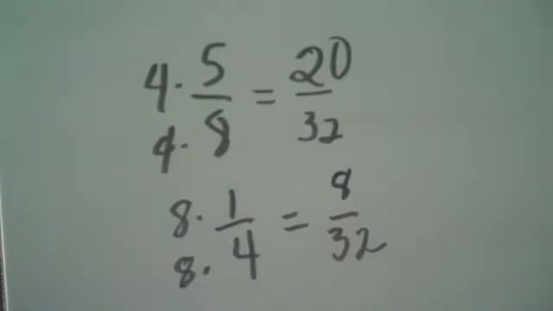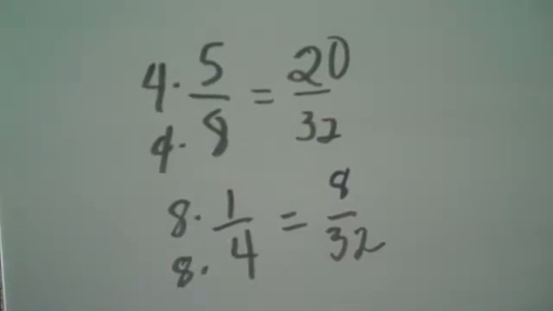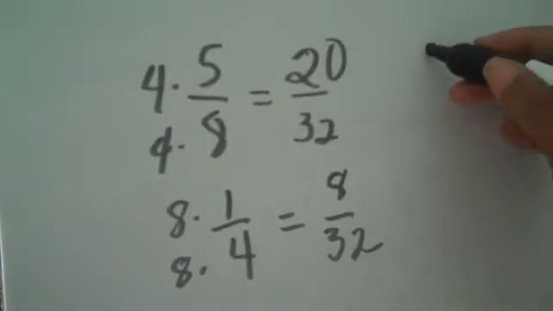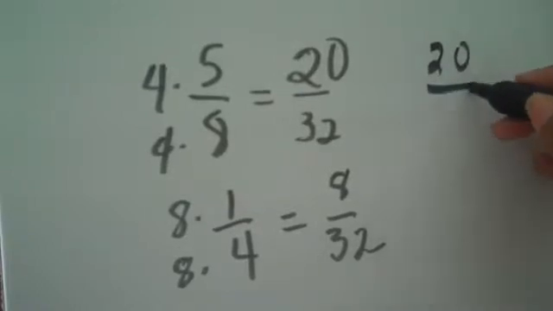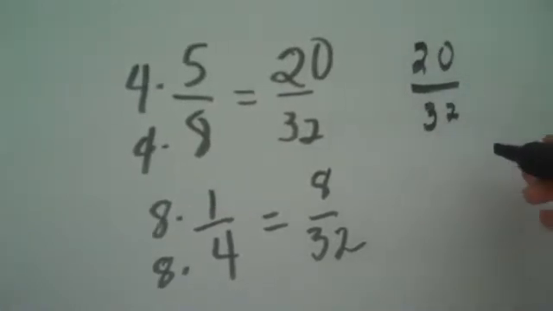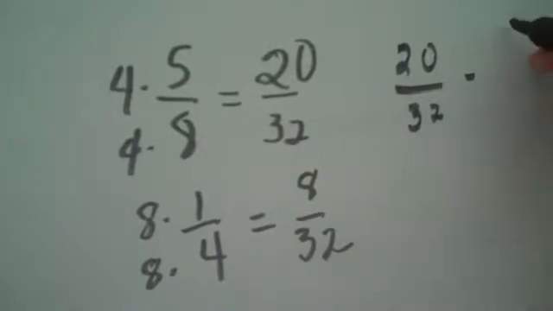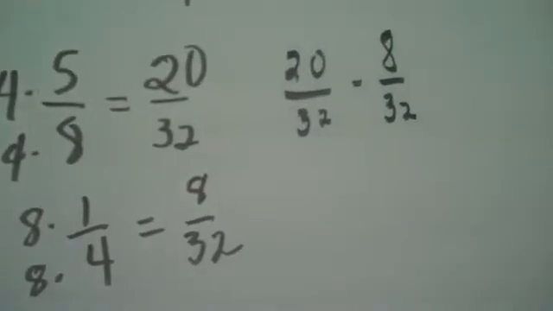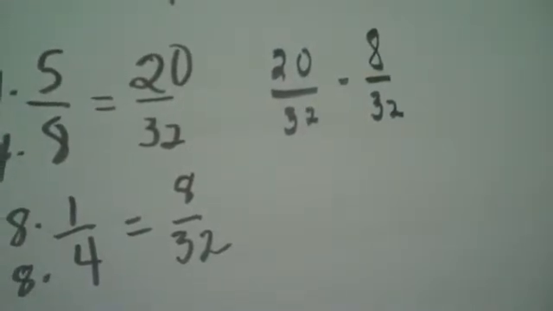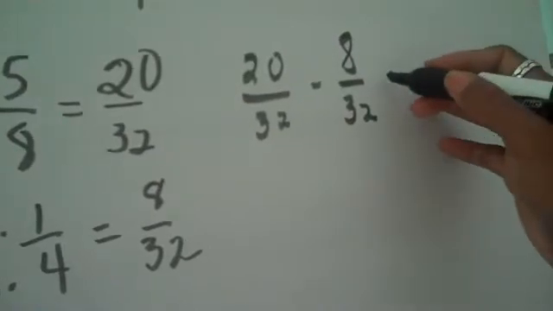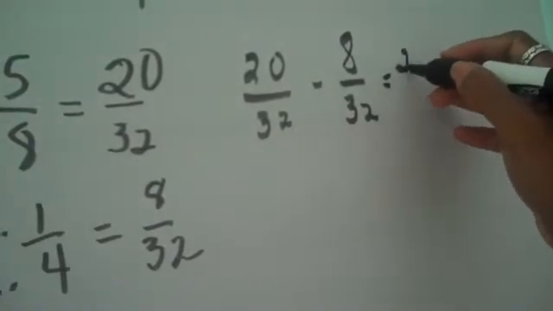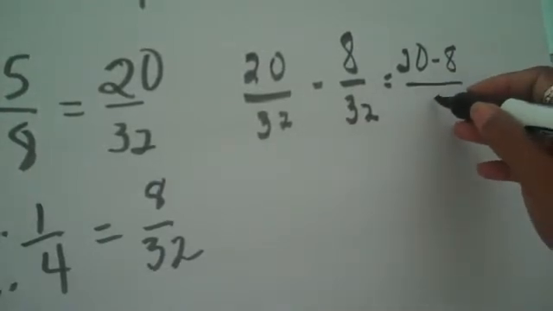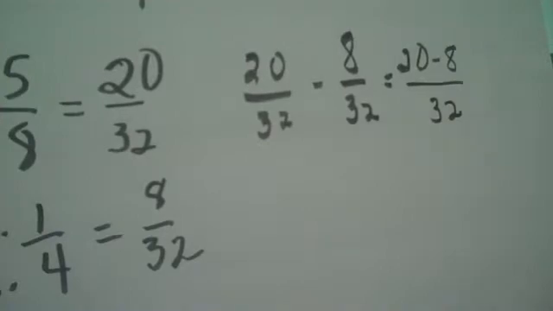So now the problem that we will work with will be the two equivalent fractions: 20 32nds minus 8 32nds. When we have the denominators the same, then all we have to do is subtract the numerators. 20 minus 8, and that goes over the common denominator of 32.